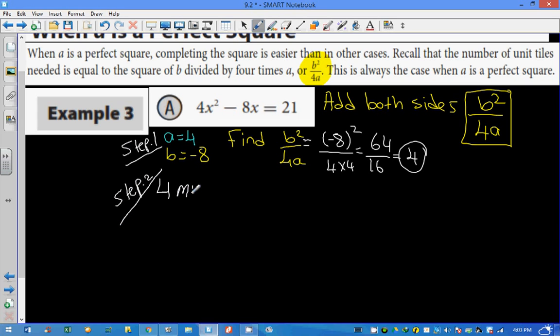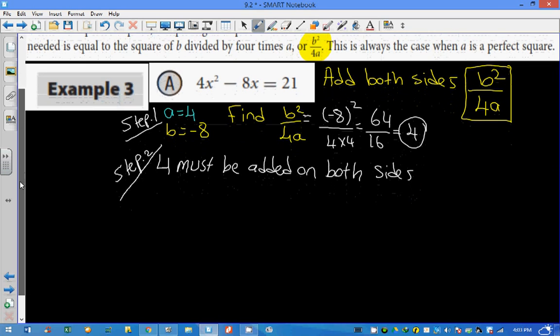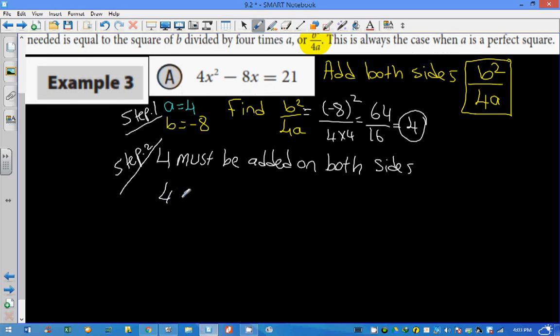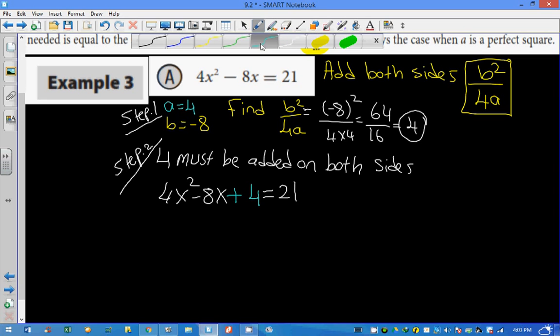4 must be added on both sides. And then 4x squared minus 8x plus 4 equal to 21 plus 4.